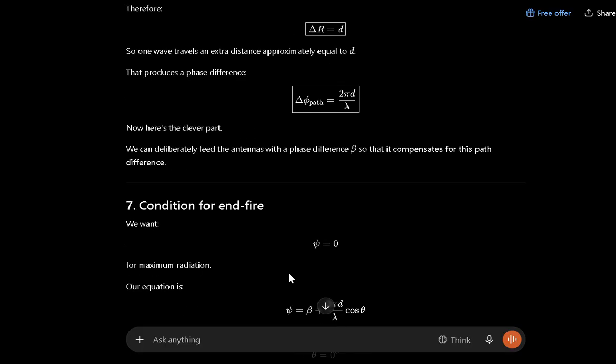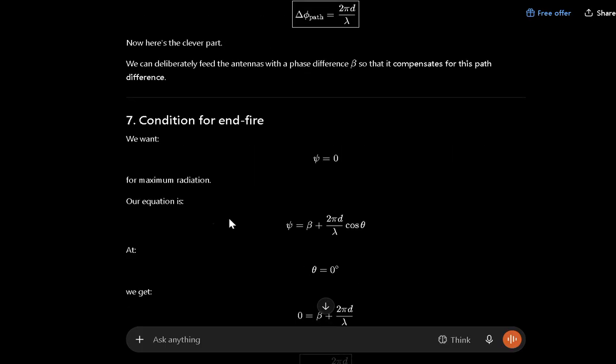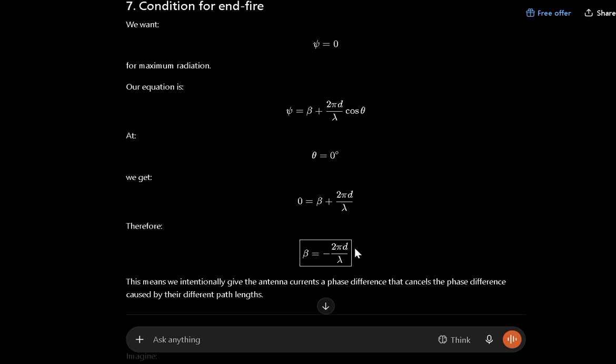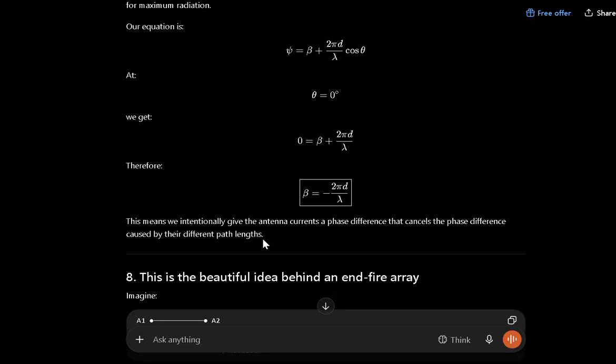Condition for end fire array: psi equal to 0. Our equation is beta plus 2 pi d by lambda cos theta equal to 0. So beta equals minus 2 pi d by lambda. This means we intentionally use the antenna's current phase difference that cancels the phase difference caused by the different path lengths. This is the beautiful idea behind an end fire array.